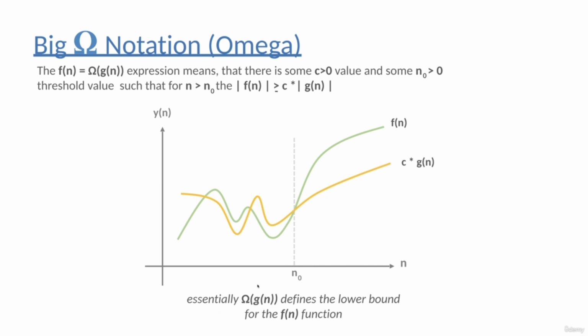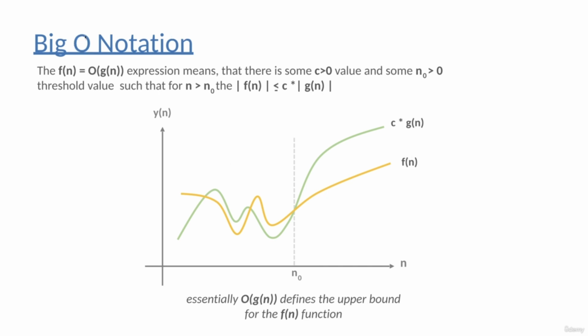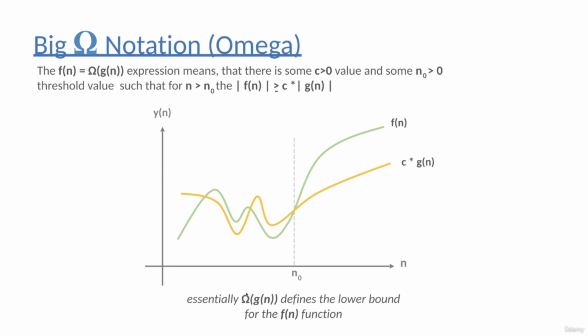So essentially, Omega g(n) defines the lower bound for the f(n) function. It is crucial that the big O defines the upper bound for the f(n) function. On the other hand, Omega g(n) defines the lower bound for the f(n) function. As you can see, after n is larger than the threshold n0, c times g(n) is smaller than the f(n) function value. And this is exactly what we are after, because we would like to define a lower bound for the running time of that given algorithm.